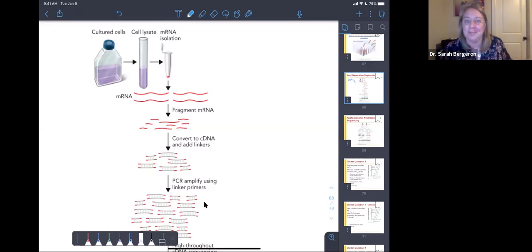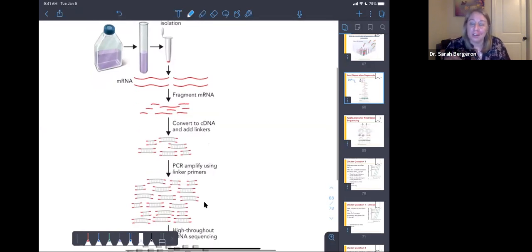All right, so you have these fragments of your RNA. What you're going to do is convert it to cDNA. Now that they're little, you convert it to cDNA, and then instead of adding restriction enzymes to the end of it, you're going to add what are called linkers.